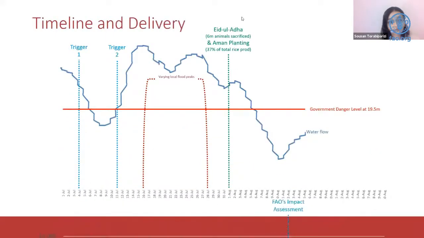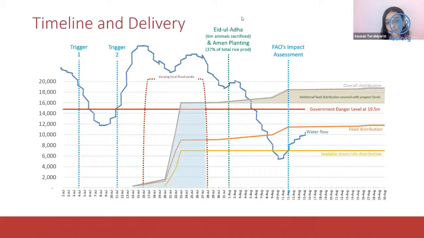Although by principle anticipatory assistance is supposed to be delivered before the flood peak, the trigger was activated almost 1 month before the anticipated time, and so we had little preparation. However, we managed to cover all the targets that we had for the response within the flood peak. However, from the unspent funds, we made additional distributions, and that was a bit delayed due to Eid and other events. The timeline was significant because following the floods, there was Eid al-Adha, when the largest livestock sales take place in the country as a Muslim country. And also the Aman planting time, which contributes a large bulk of the food grain in the country.